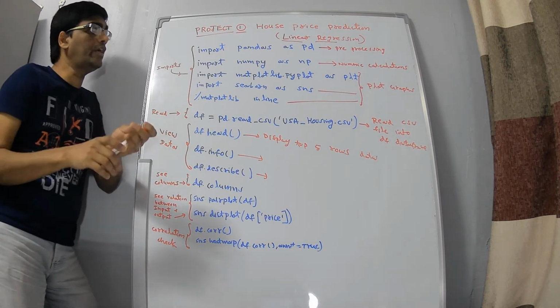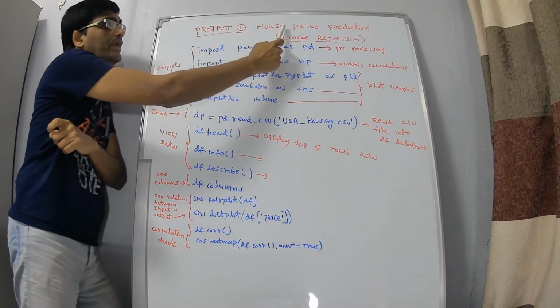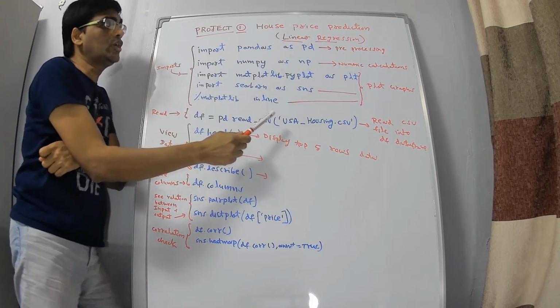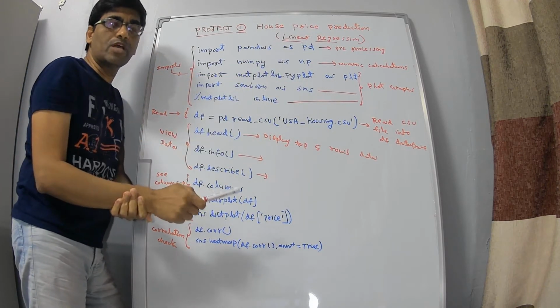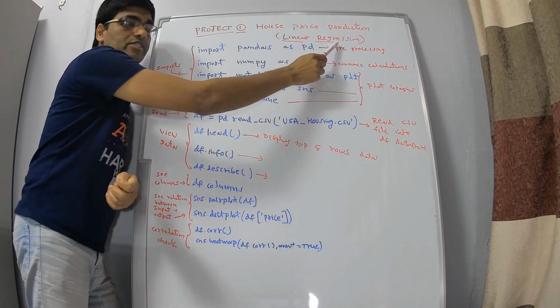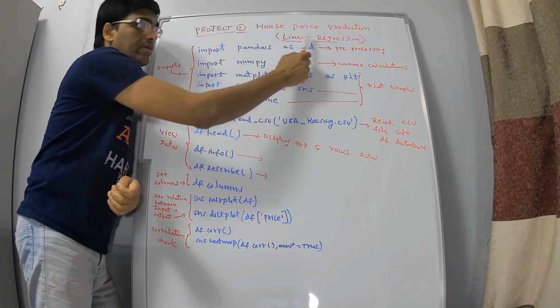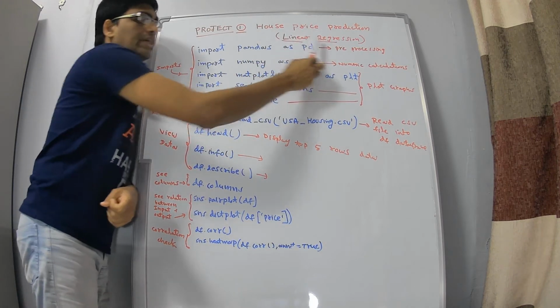As we were discussing, this first project is house price prediction. As we discussed in the previous session, out of the three problem types, this comes under regression. There is an algorithm called linear regression in data science, so we are going to solve this problem using linear regression.